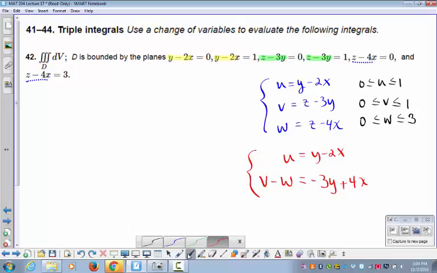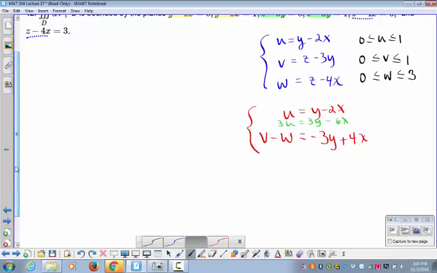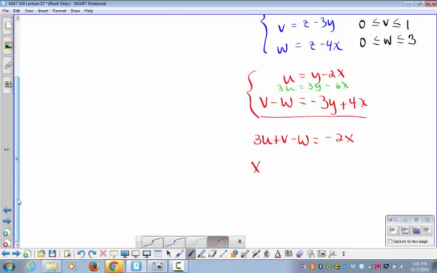So now we have to eliminate one of those variables, or use substitution, doesn't matter. It seems pretty easy to multiply the top equation by 3 and add them. So if we multiply the top equation by 3 and then add, we're going to have 3u plus v minus w equals, and we add, the y's go away, and we end up with minus 2x. We can solve for x now by dividing by minus 2. So x is equal to minus 3 halves u minus 1 half v plus 1 half w. So there's x.